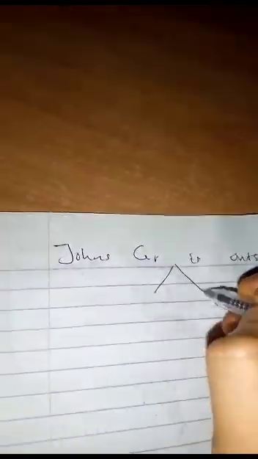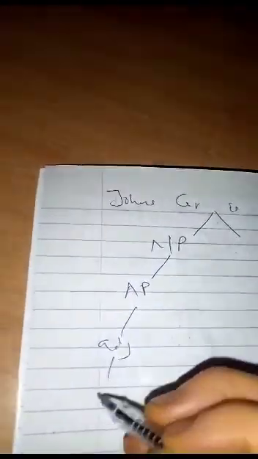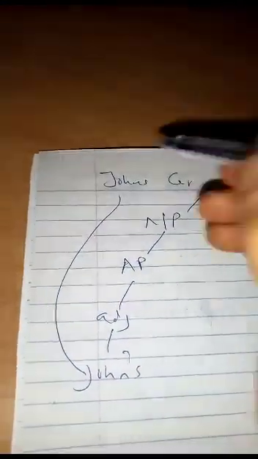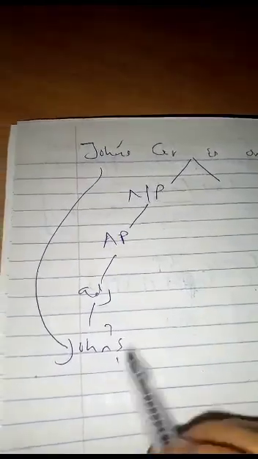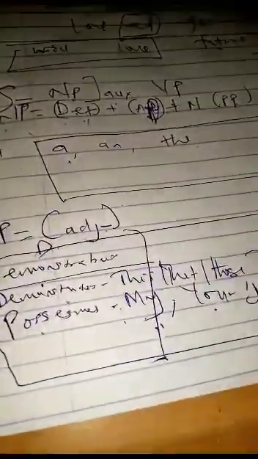So it then means if I say John's car is outside, then this is still NP, and this is still AP, and this is still ADJ, and this is still John. John's is an adjective, namely a possessive adjective. That is possessive adjective. Simply means possession, right?